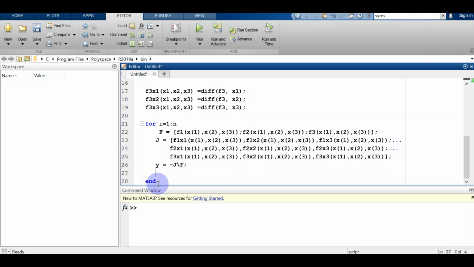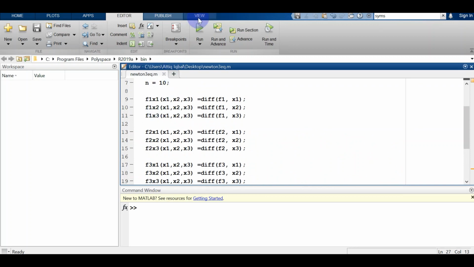After this, I will update my x vector with what? The previous x plus y. Now in the next iteration, whenever f and J are computed at x values, they will use the latest values of x. Let me run this code and then we will discuss another issue with the code. I saved it with the name Newton 3 equations, and let's run this code.